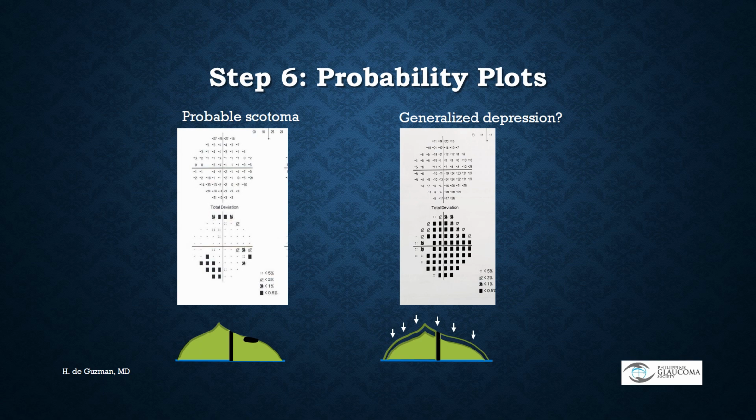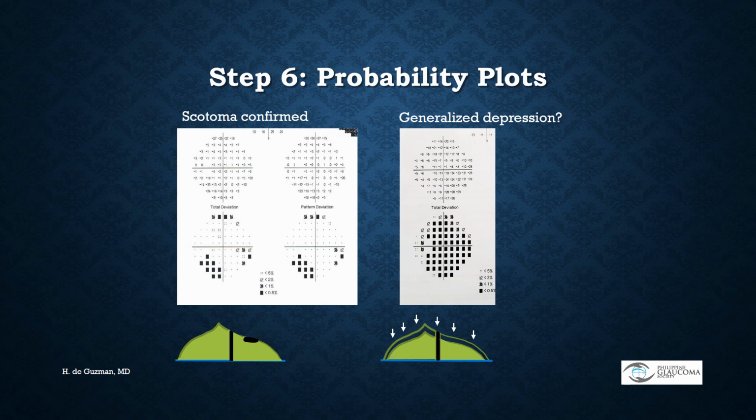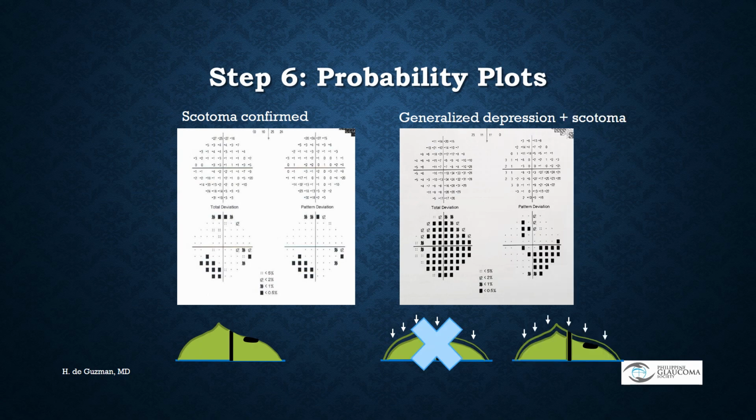On the left is what looks like a scotoma on the total deviation plot, a focal defect, but we can only confirm it when we see the pattern deviation plot. On the right, we have what looks like just generalized depression, but when we look at the pattern deviation plot, we realize that aside from the generalized depression, there is also a focal defect. So an overall decrease in the height of the hill of vision with the focal pit or pothole.